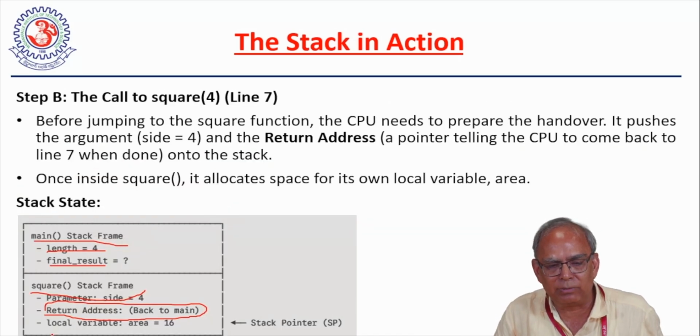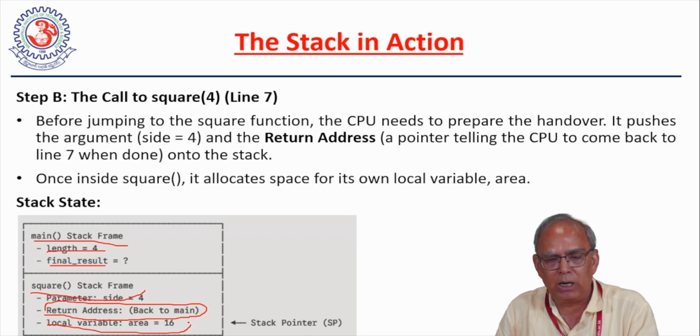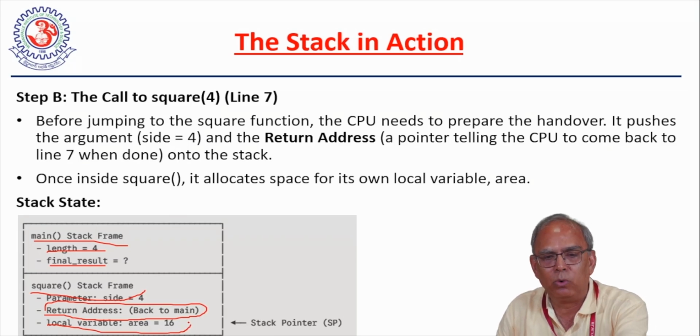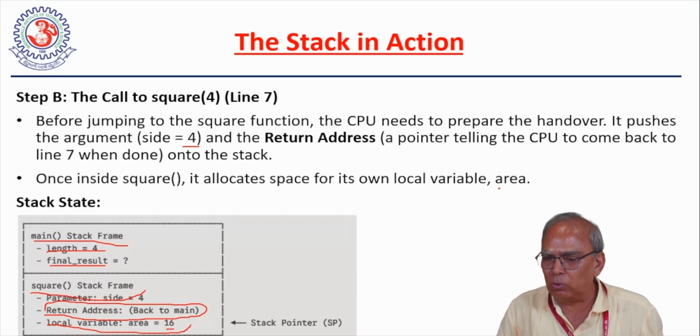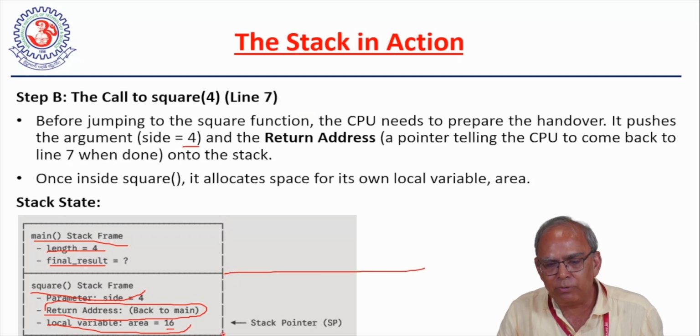So you have the local variable area, and because we are passing the value 4, the value is 16 here. So this value is also written here. Once inside square, it allocates space for its own local area. So this is another stack frame. This is one frame and this is another frame.